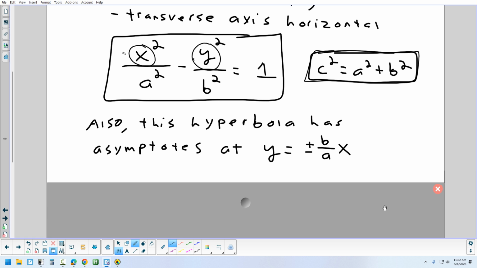The way I remember it is when it's horizontal, the slope is b over a, HBA. When it's horizontal, the slope is going to be b over a. That one doesn't sound as good, but when it's vertical, it's going to be a over b. So that's actually the one I remember. VAB. I remember VAB. Vertical transverse axis, the asymptote has a slope of a over b. And then the other one is flipped. Horizontal is b over a. Okay, we're doing horizontal right now.